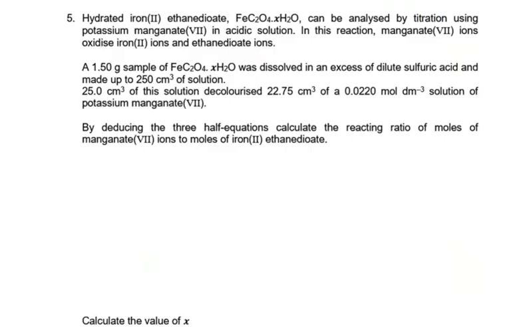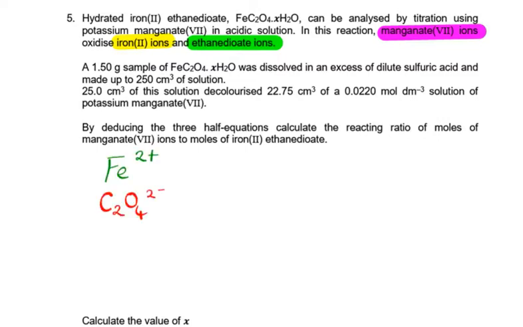In the next example, the difficult part comes really with the half equations. So again, we have our manganate ions, so there's nothing new there, but in the solution we've got 2 things that we're able to oxidize. So we can oxidize iron 2 as well as the ethanedioate ions. So let's start off by looking at how those half equations will work out.